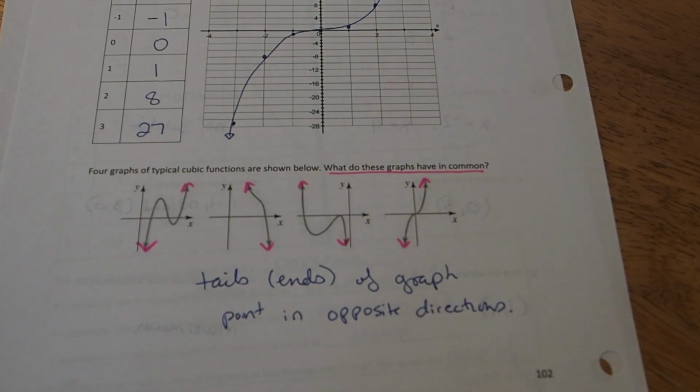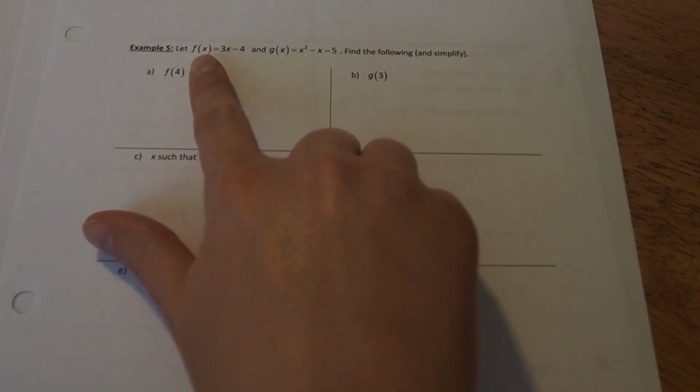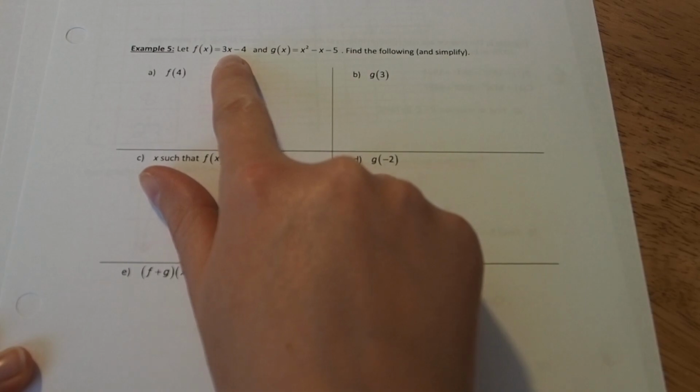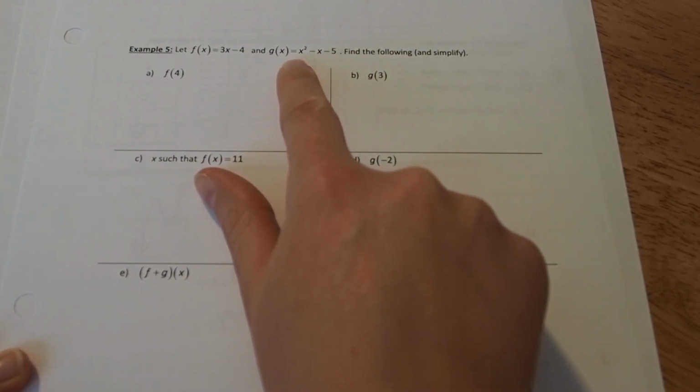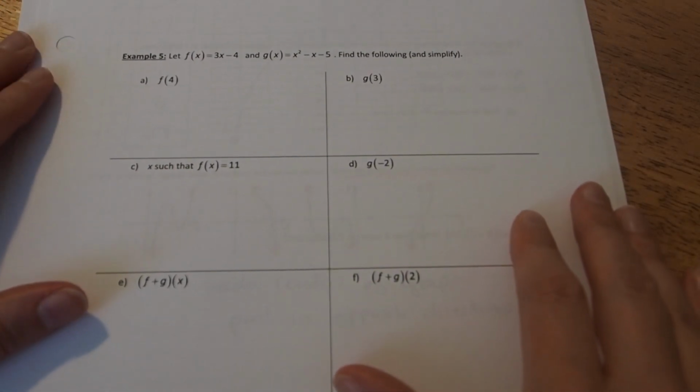Okay, so on the next page, we've got a couple of functions. We're going to look at function notation. We've got f of x and g of x. F of x looks like it's a linear binomial, and g of x looks like it is a quadratic trinomial. So we're going to find each of the following and simplify it.